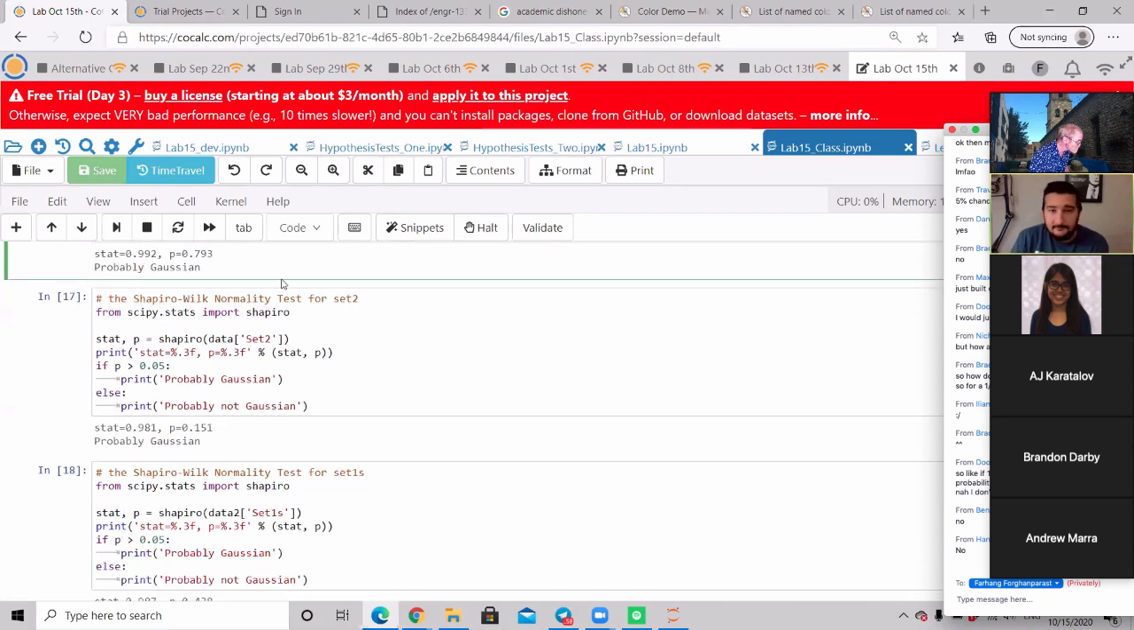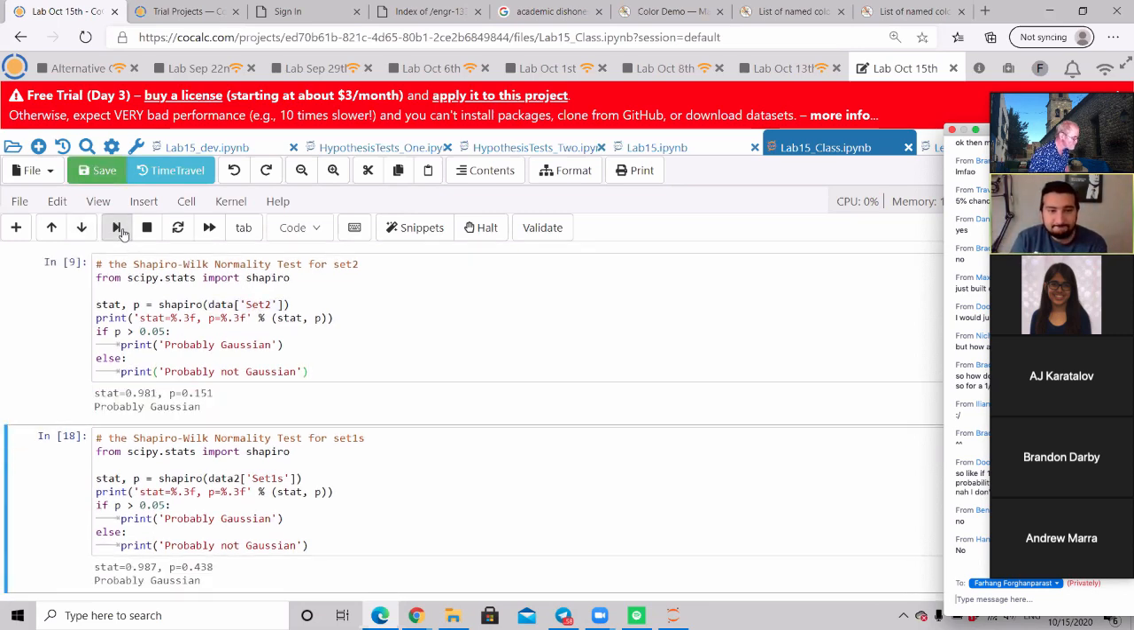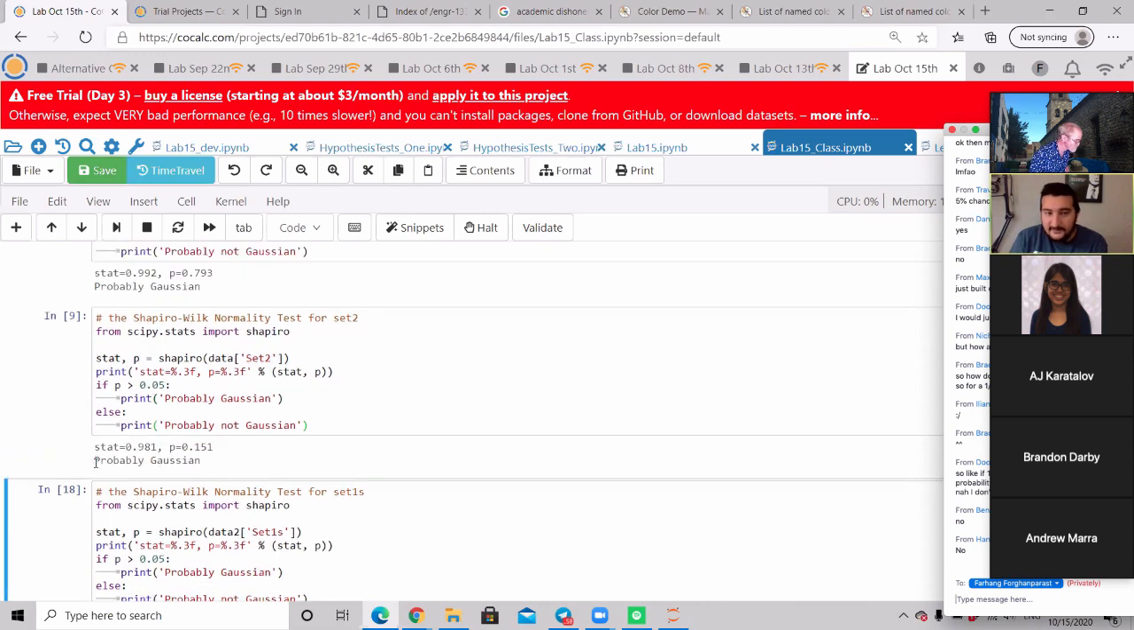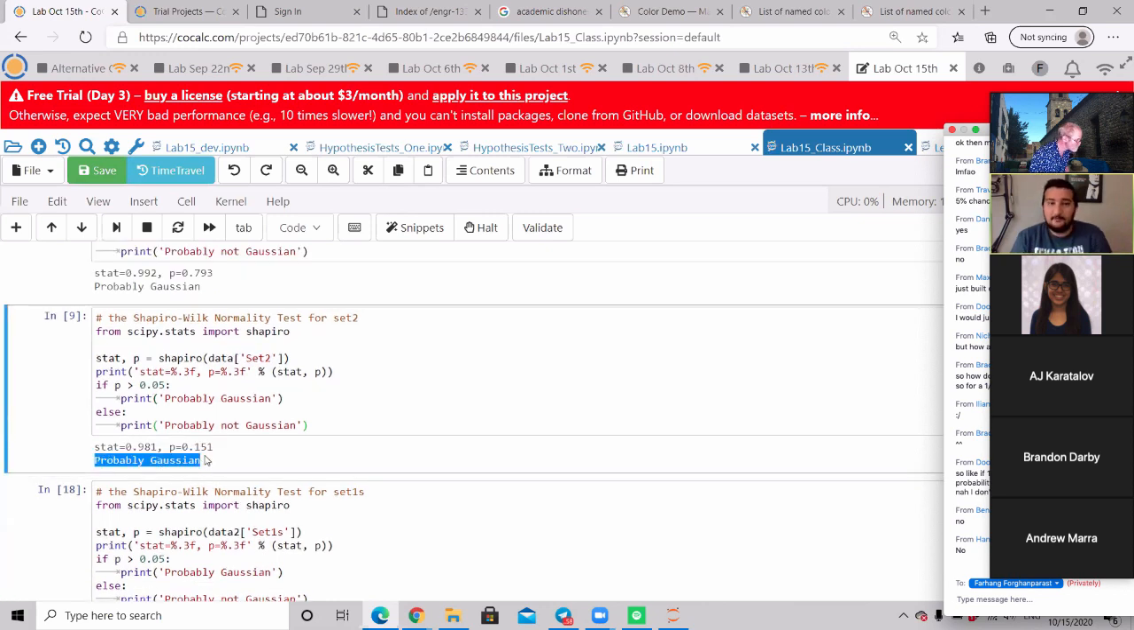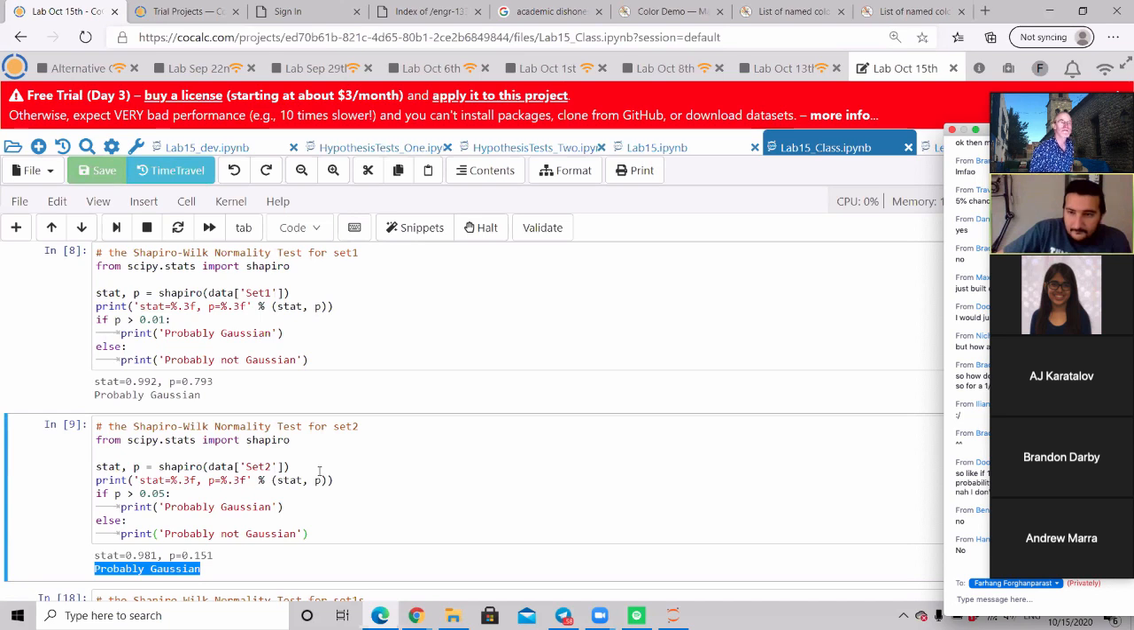So, I'm doing the exact same thing for my set 2. The only thing that is changing is that I'm going with the set 2 column of my data set. This one is also from a Gaussian distribution, or a normal distribution. What difference do you see here, though? The p-value is smaller. What would you think about this difference? What does that tell you?